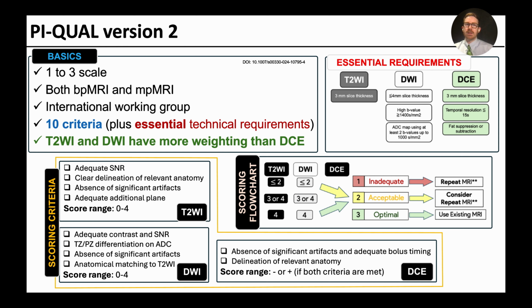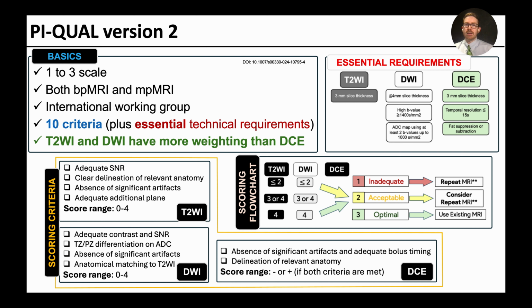If, for example, an image meets 2 out of 4 criteria on diffusion weighted imaging, but it meets 4 out of 4 criteria on T2 weighted imaging and 2 out of 2 criteria for dynamic contrast enhanced imaging, it can be upgraded to a 2. Another way to qualify for a PI-QUAL score of 2 is to meet 3 out of 4 criteria for both diffusion weighted and T2 weighted imaging. This scenario cannot be upgraded or downgraded by dynamic contrast enhanced imaging.